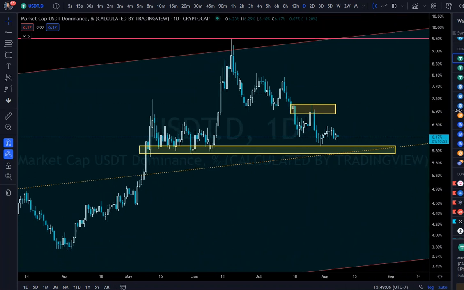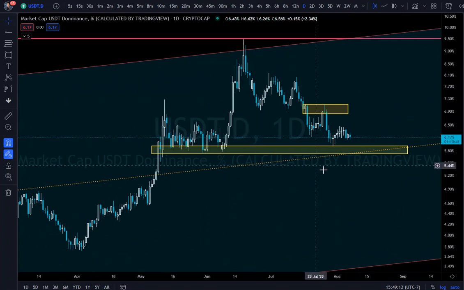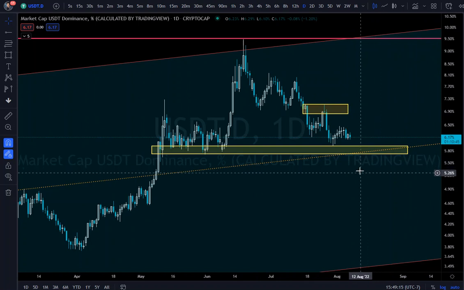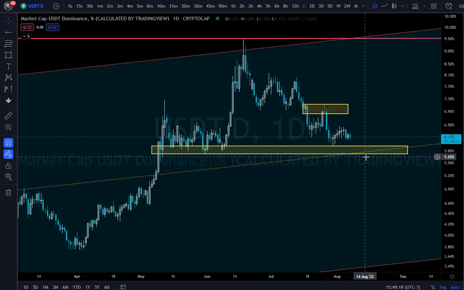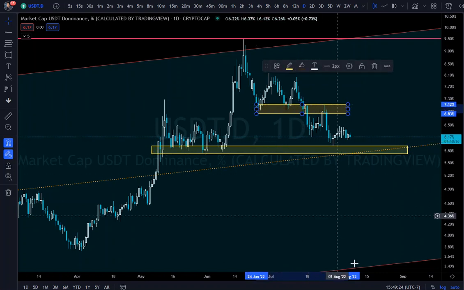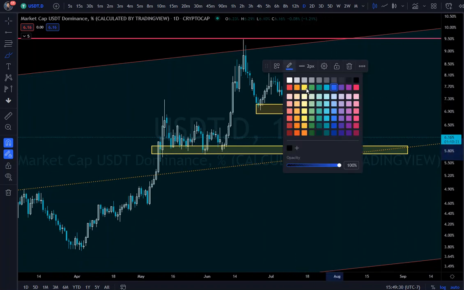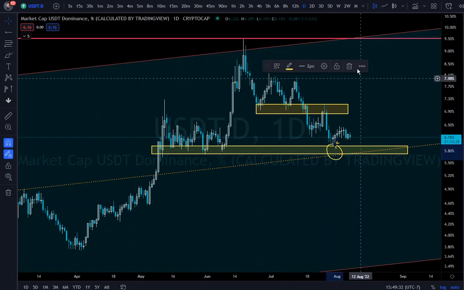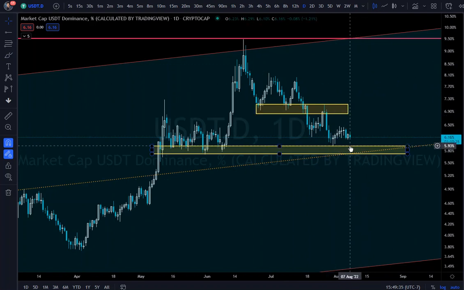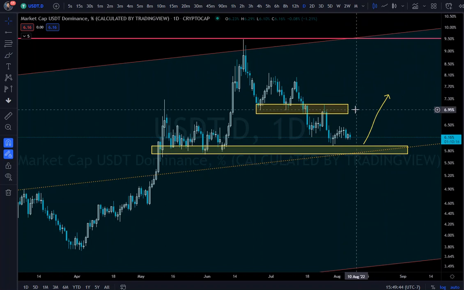Here we have the USDT dominance. It's right on its support area. It dropped from here, that support was here, it dropped, and it already showed a reaction here. So I think this will be a warning for us. Maybe this time this support can hold and it can show a bounce to the upside. If this happens, we should expect to see a downtrend in the crypto market.